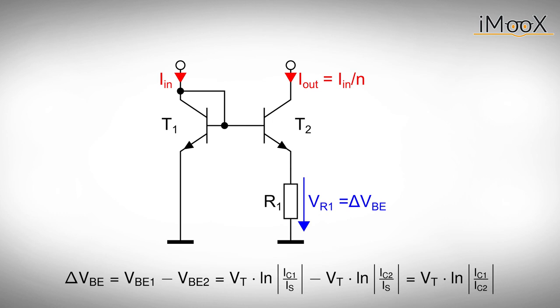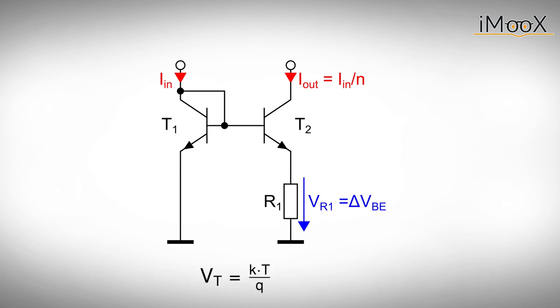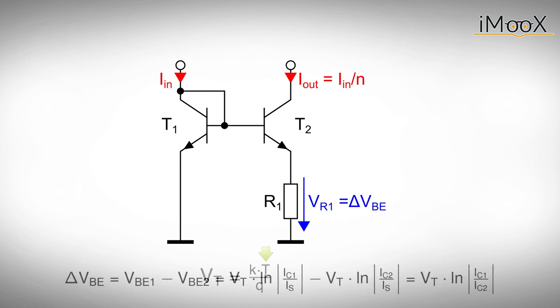Delta VBE is proportional to the temperature voltage and thus to the temperature itself. By selecting a certain ratio IC1 over IC2 and one of the currents, we can determine the voltage delta VBE at the resistor. Note that due to R1, IC1 must be larger than IC2. The resistor itself is of course determined via Ohm's law.